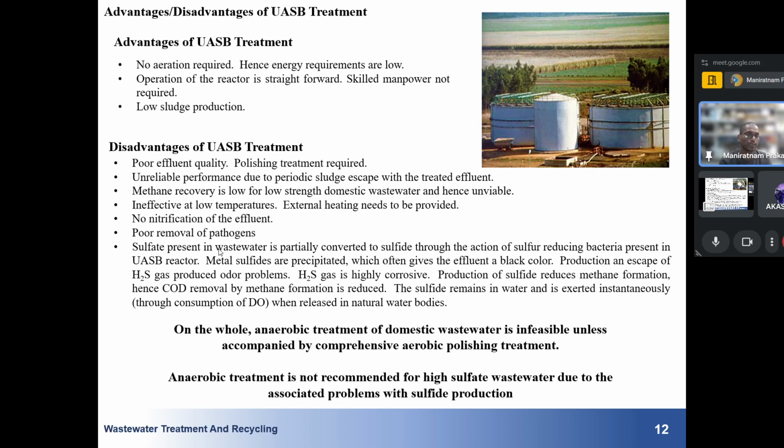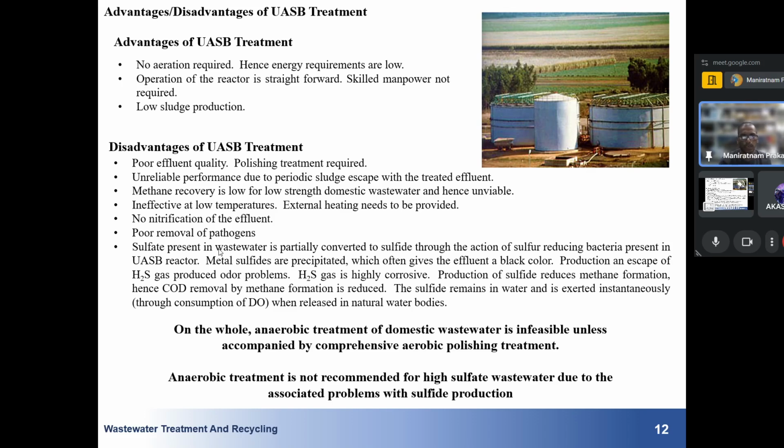Now if that criteria is not fulfilled, then it will be a loss for the treatment owner, who generally is the government. It will not be a viable option to treat this wastewater. Okay, ineffective at low temperature, external heating needs to be provided.